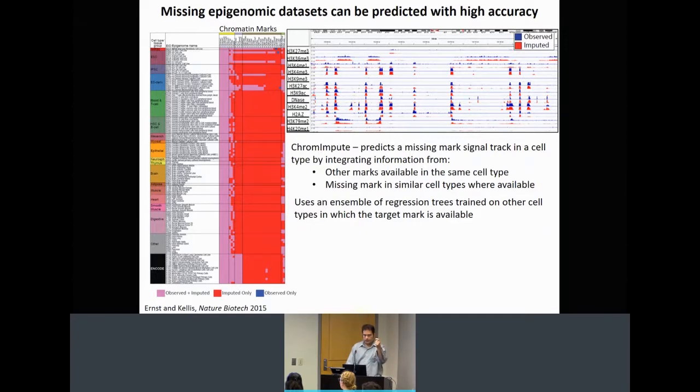Oftentimes you have some mark you're interested in, and it's not available in that specific cell type, but you could find it in closely related cell types where you have it available. So we have features that define what the similar cell types are, and then also what the average value of that mark is in those cell types.